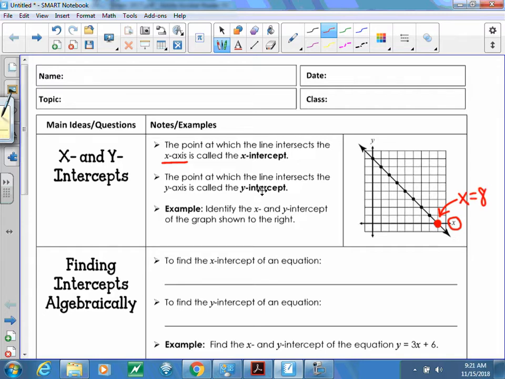The point at which the line crosses the y-axis is called the y-intercept. So I look at my y-axis right here, and then look at where it's crossing my y-axis, and it's at this point. If I look at 1, 2, 3, 4, 5, 6, 7, 8, my graph is crossing the y-axis at 8. So that's our y-intercept.